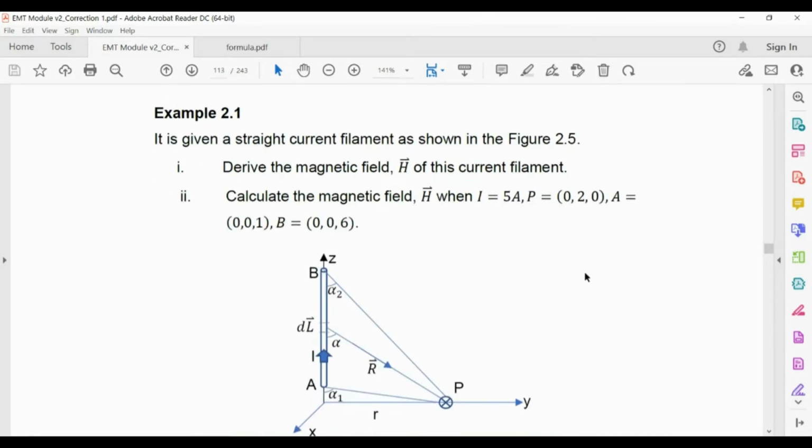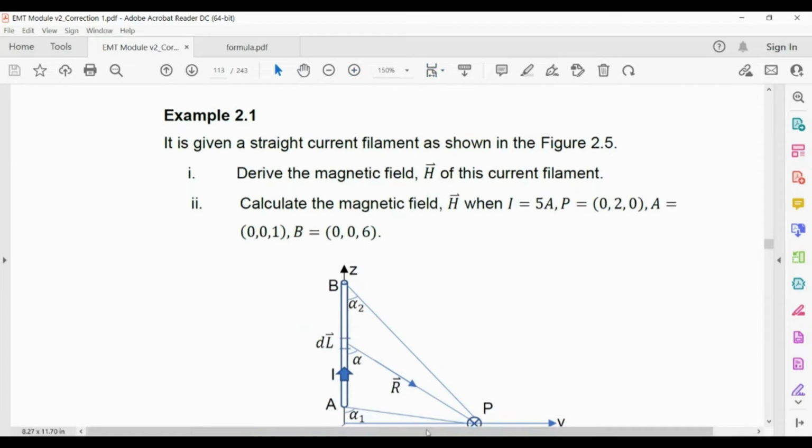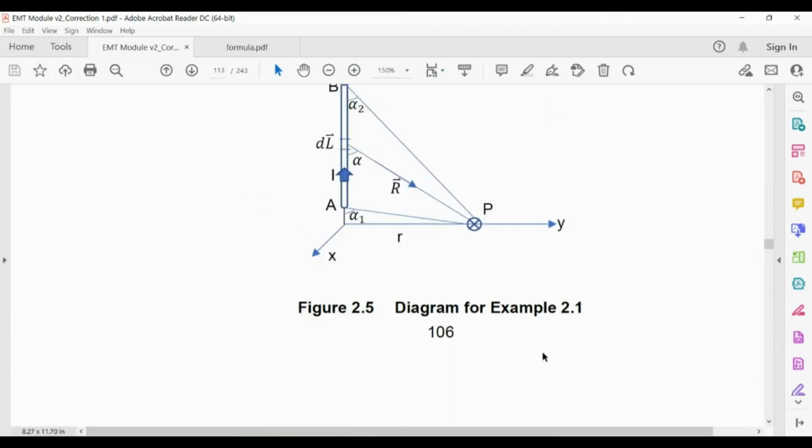So we look at example 2.1 of your module. You can turn to page 106.